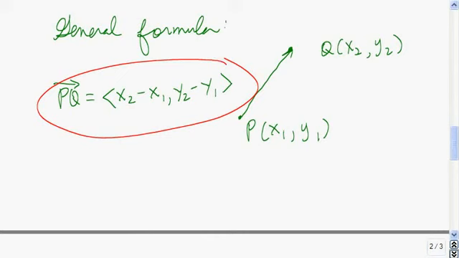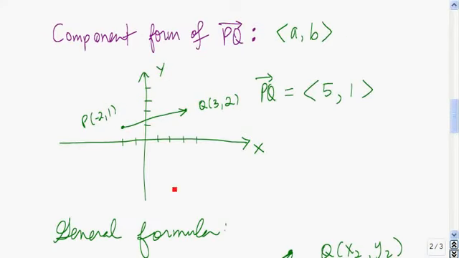Okay, the formula in general for the component form of a vector that starts at P and ends at Q is x2 minus x1, so the x-coordinate of Q minus the x-coordinate of P, comma, y2 minus y1, so the y-coordinate of Q minus the y-coordinate of P. We can see that that formula checks out for this example too. So we got the x component of 5, so we have 3 minus -2. And then the y component of 1, we have 2 minus 1.